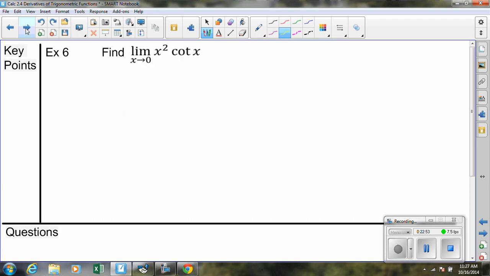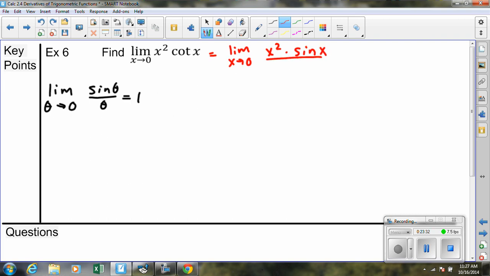Our sixth example, a little bit tougher to see. We are still going to try to take advantage of that same theorem. We know if you have the limit as theta is approaching 0 of sine of theta over theta, this is a piece that goes to 1. Before we start launching into this too much, let's try doing a direct substitution. We know that cotangent theta is sine over cosine.